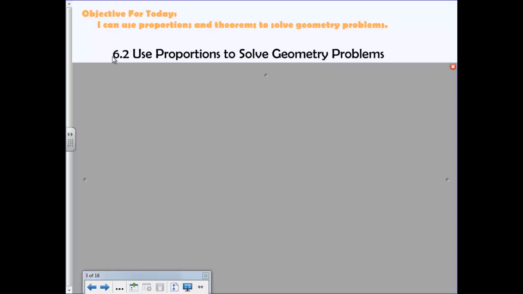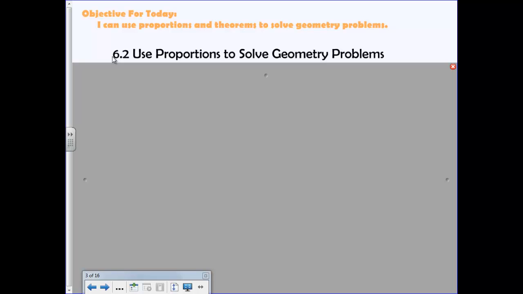Can we write and solve proportions to solve problems? Yeah. We've been writing all kinds of proportions, right? And we're going to do it some more today. So this was our objective for 6.1, and it still applies for 6.2, and the rest of these we're going to be continuing to work throughout the rest of chapter 6. So writing and solving proportions, we're going to keep on doing it.